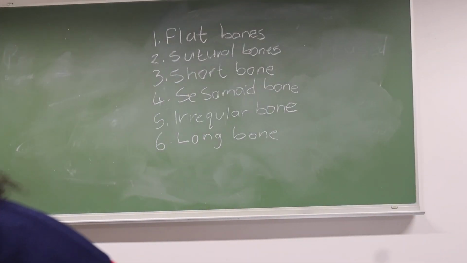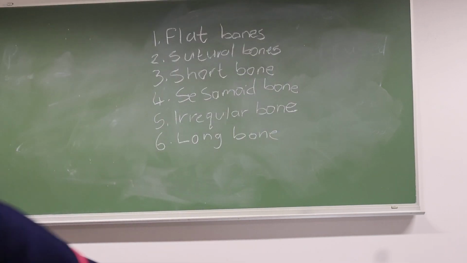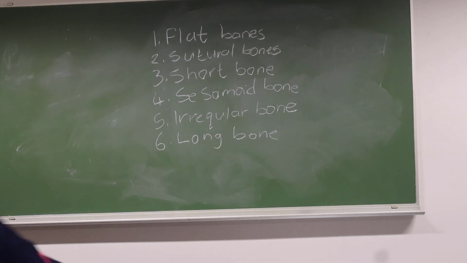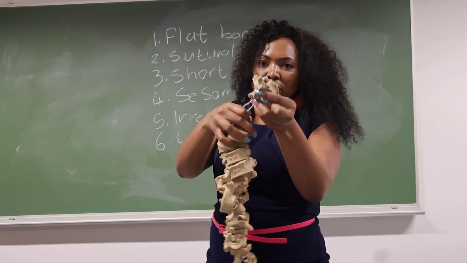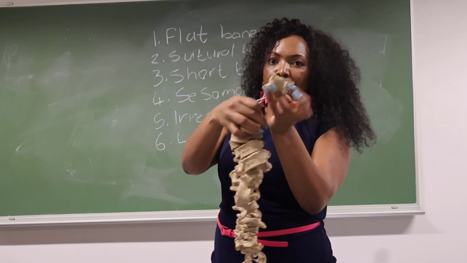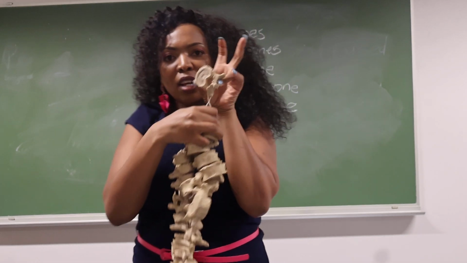Now, let's look at the irregular bone. Irregular bones are the bones of the vertebral column. This is an irregular bone. Can you see it doesn't have a particular shape? This is what we refer to as an irregular bone.